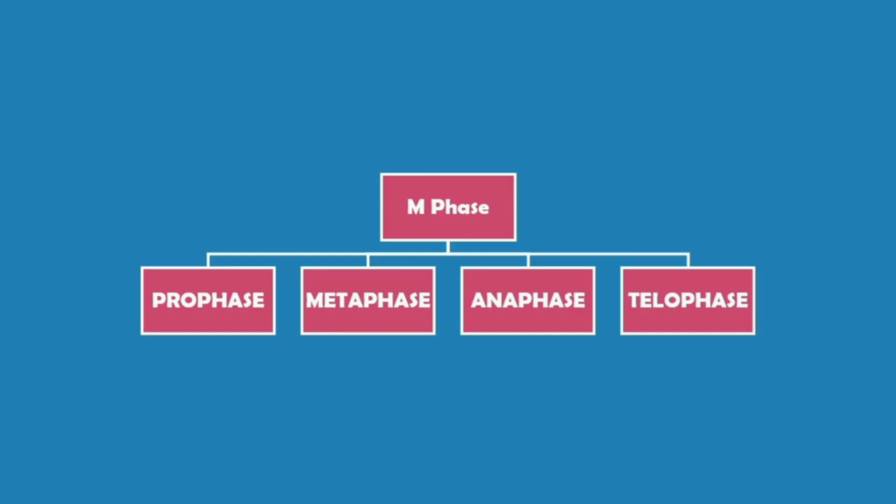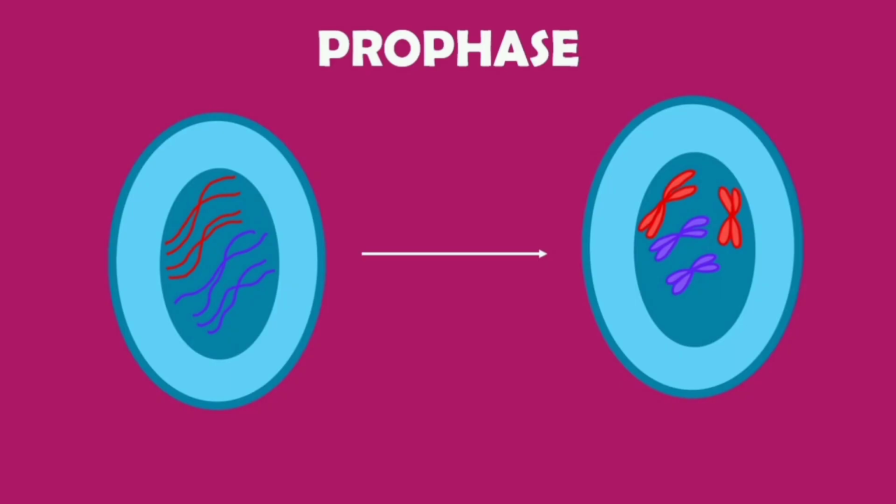The M phase is the most dramatic period of the cell cycle. This is also known as equational division as the number of chromosomes in the progeny is the same as in the parent. M phase is divided into prophase, metaphase, anaphase and telophase. Prophase is the first stage of mitotic division.